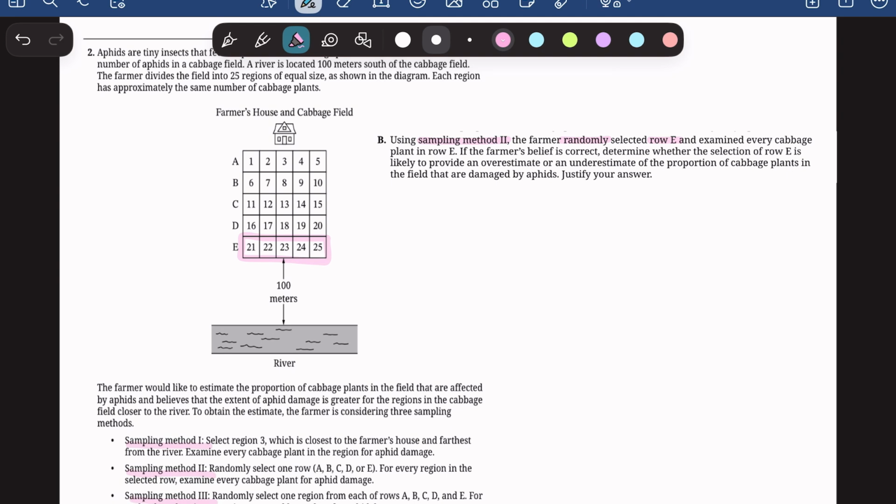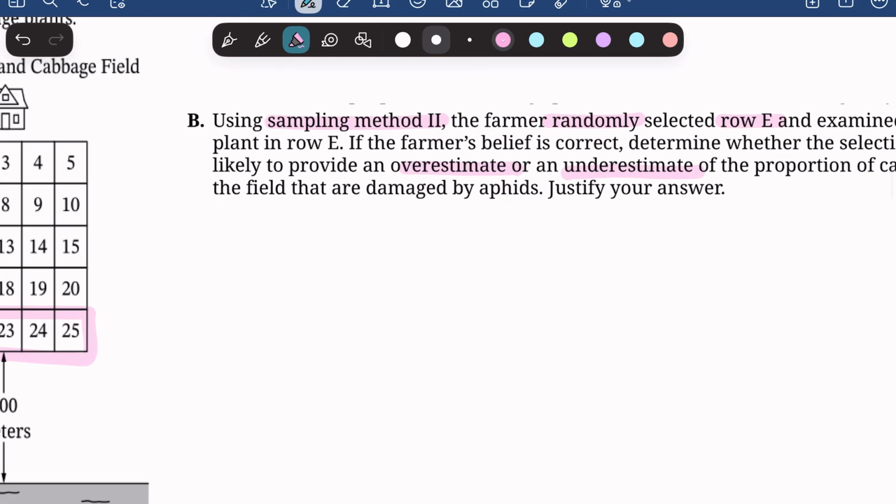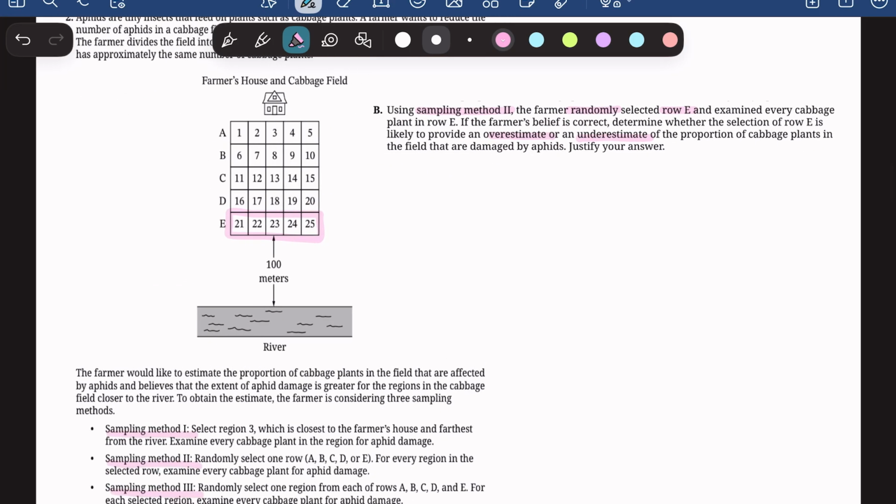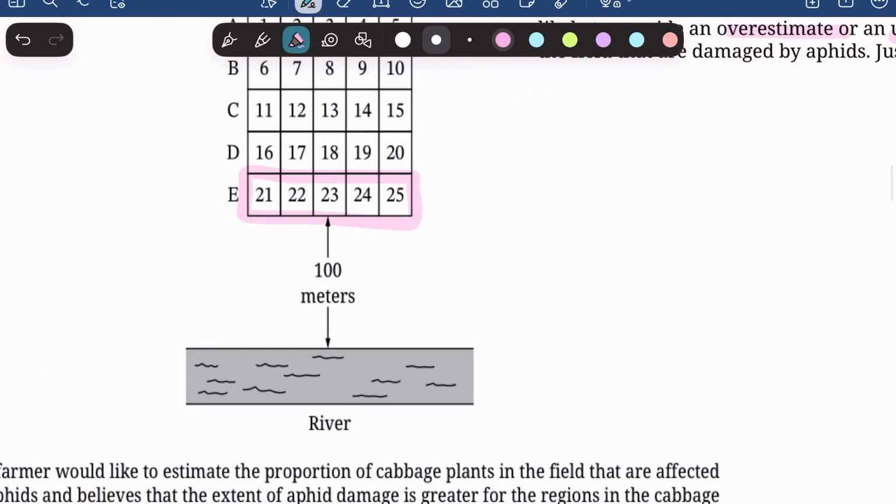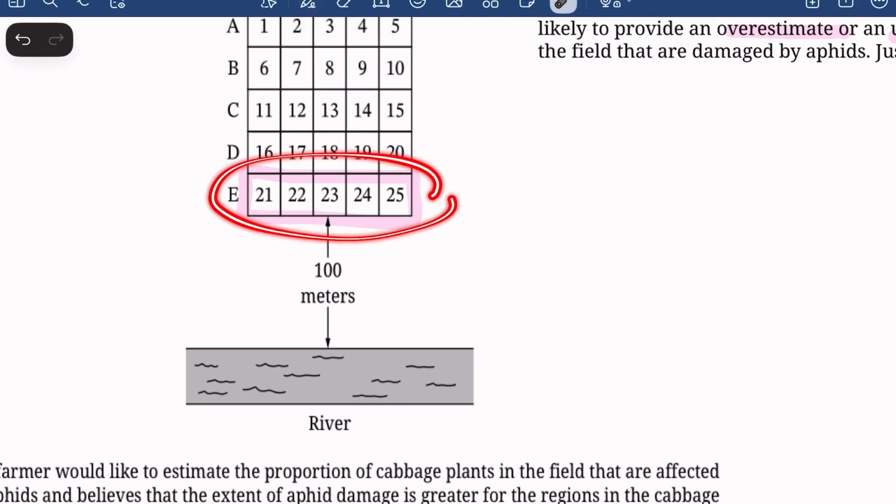Determine whether the selection of row E is likely to provide an overestimate or an underestimate of the proportion of cabbage plants that are damaged by aphids. Justify your answer, if the farmer's belief is correct. What was the farmer's belief again? The farmer's belief is that the plants in the regions closest to the river are the ones that are going to be mostly damaged by these insects from the river.